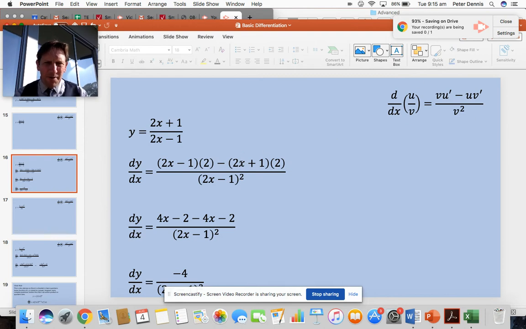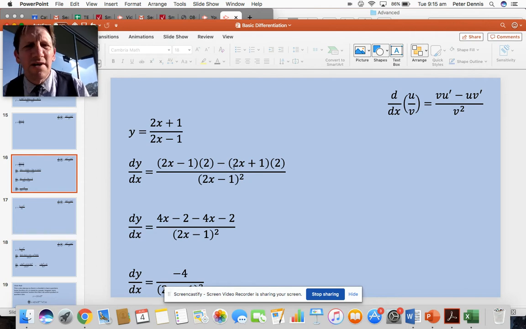Now, when we expand these brackets, we've just got to be careful, as I said before, this minus is going to make this a minus 4x. 2 times 2x is minus 4x. 2 times 1 is 2, but it's not plus 2. This is going to be minus 2. So that's where we get this minus from. So this minus in the middle changes both these signs over here.